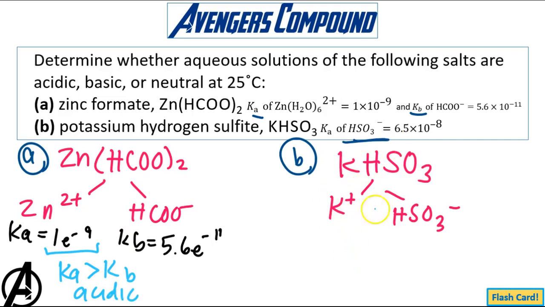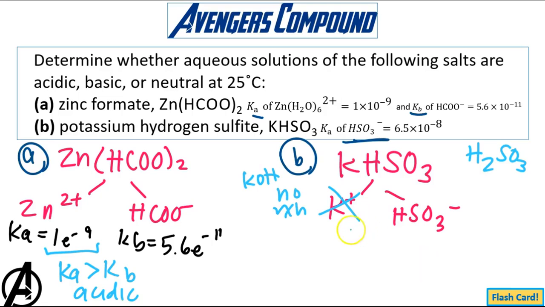Letter B is going to dissociate to K plus and HSO3 minus. Now we know K plus is going to have no reaction because it comes from the strong base KOH. What about HSO3 minus? The only example we've ever had was HSO3 minus, which came from H2SO3. And so what does that signify? Polyprotic acid, folks.